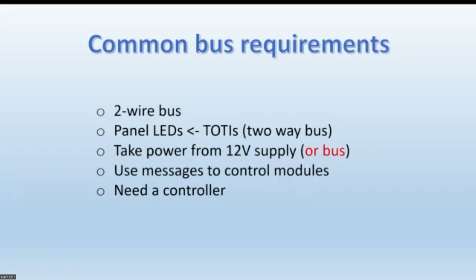It's got to supply both the traction and every accessory. So in my example of the friend with 140 points plus all the other accessories, you can imagine the amount of power you'd have to take out of your DCC command station or whatever. The other requirement for a bus is you're going to send messages. You need some kind of controller to send those messages. And that's where we look at different bus systems. They use different types of controllers with different types of messages.